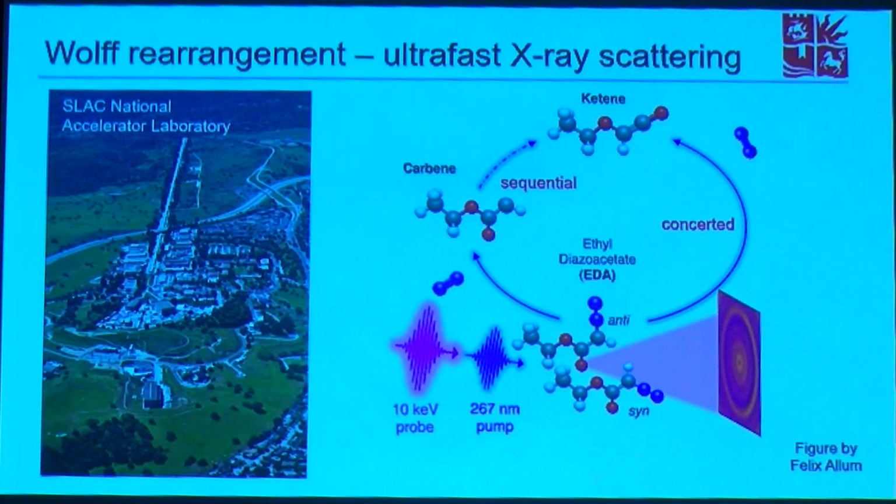So this is a schematic of the experiment. We start with the diazo compound, this EDA molecule. It has syn and anti conformers where the N2 is either opposite to the carbonyl or on the same side as the carbonyl, and those don't rapidly interconvert. There is a barrier to that interconversion. We photoexcite them, and we're either going to go straight to the ketene by direct loss of N2 and concerted migration, or we're going to go stepwise through the carbene and end up at the ketene.